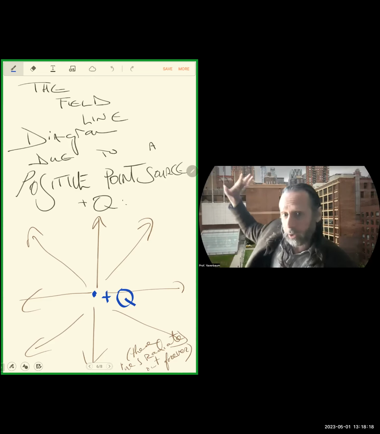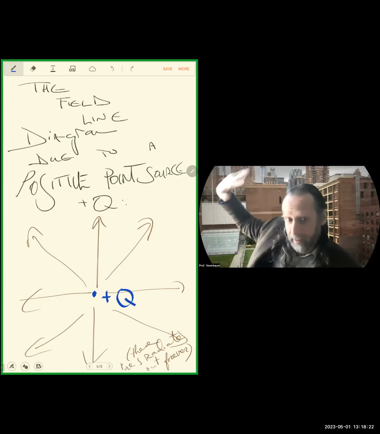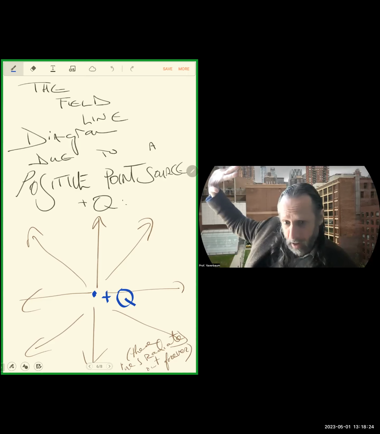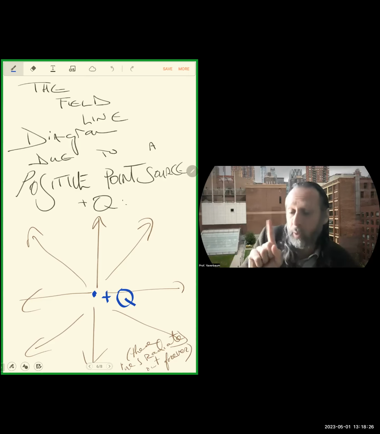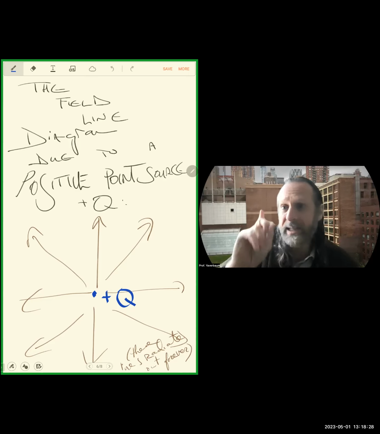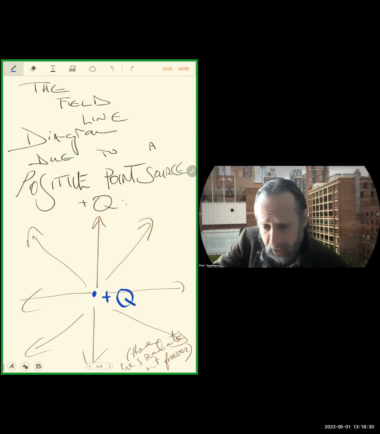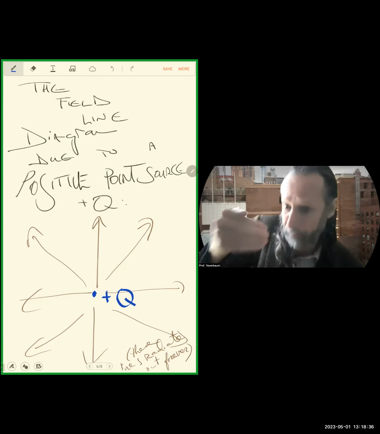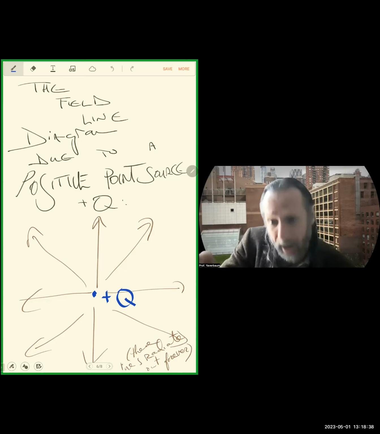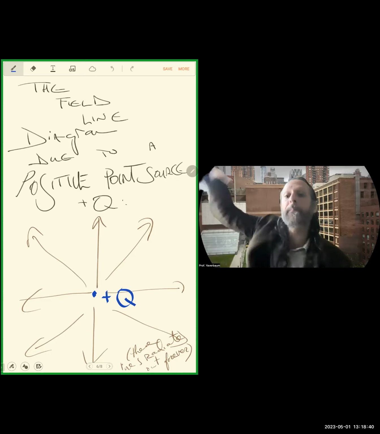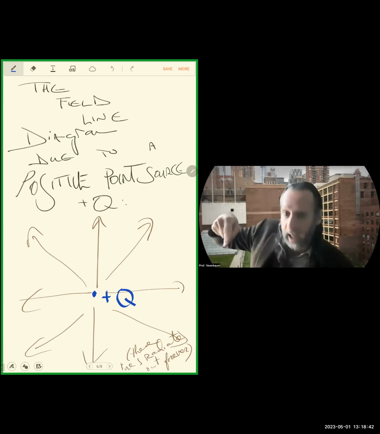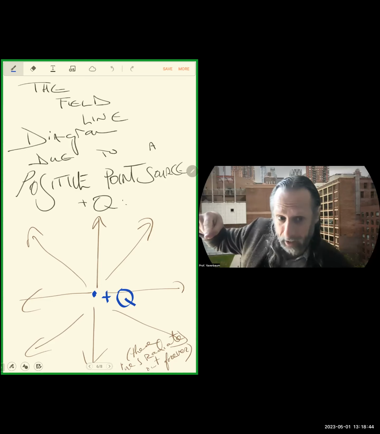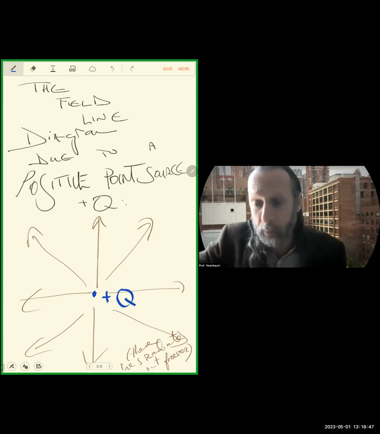quantitative magnitude of something out here from how many lines there are in the area of the page out here, etc. So now in this new representation, density of lines per unit area on the page represents strength, magnitude of field in the region of space represented by that page. What I'm going to do now is we have 12 minutes.